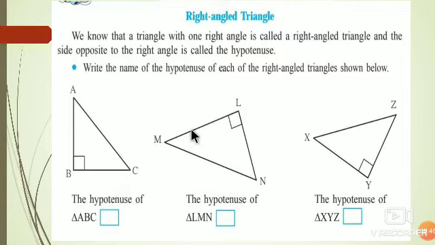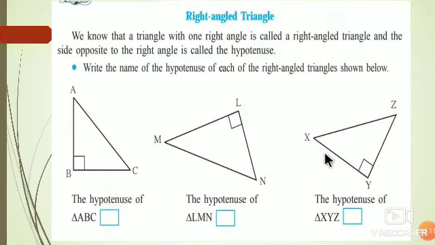In this triangle MLN, L is the right angle. This is the symbol to show the right angle. So at the vertex L, a right angle is formed. That's why the side MN, which is opposite to the angle L, is the hypotenuse. So here the side MN is the hypotenuse of the triangle MLN.